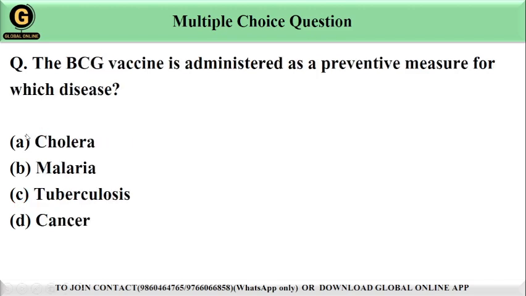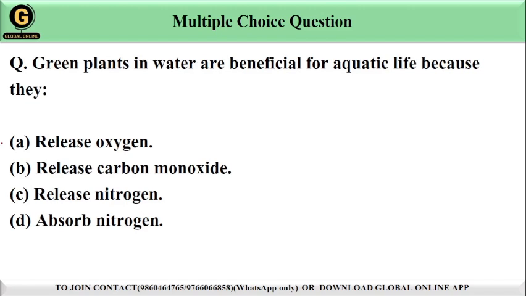Let's move to the next question. The BCG vaccine is administered as a preventive measure for which disease? We have options here: cholera, malaria, tuberculosis, and option D, cancer. Guys, the BCG vaccine is used to prevent tuberculosis, that is TB, a bacteria infection that primarily affects the lungs. It is particularly given to children in areas where TB is prevalent. The vaccine helps in building immunity against the disease. So the correct option for this question is option C, tuberculosis.